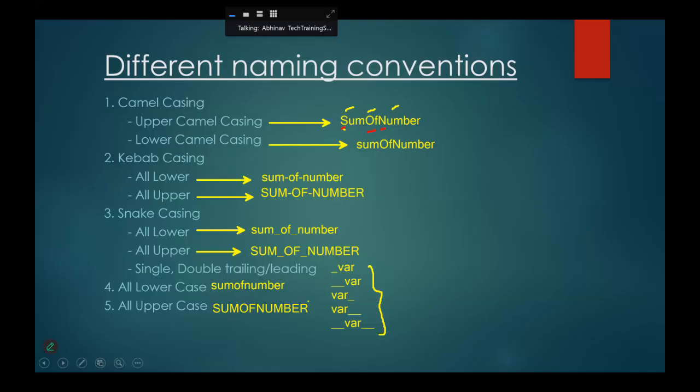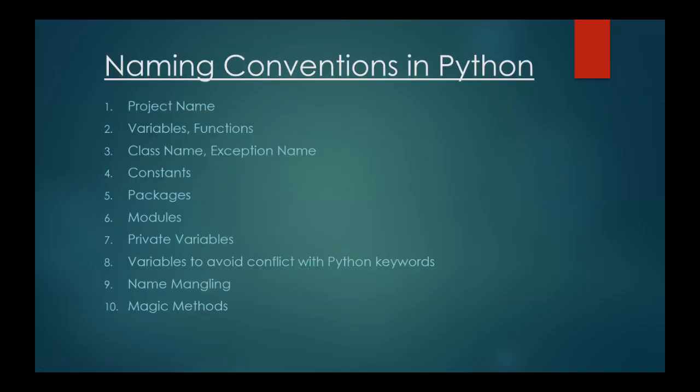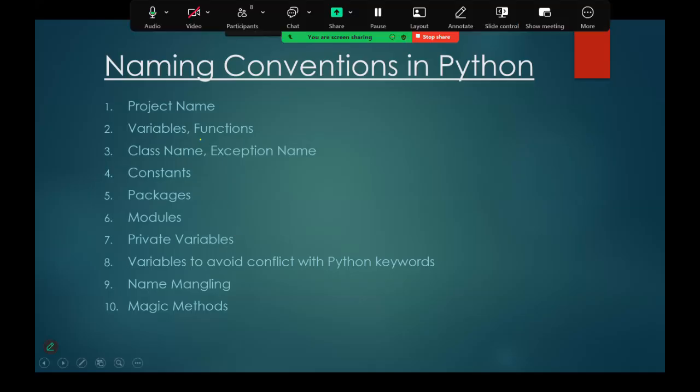Now, talking about naming convention in Python. So in Python, you have to give the project name, variable, function name, class name, exception name. Well, these are the things that you have to handle in Python. And when you are handling these, you have to name these things in Python. So you have to follow some naming convention in order to tackle this.